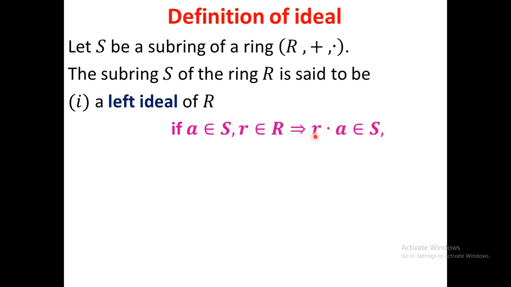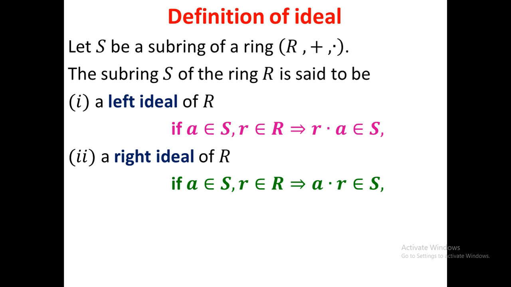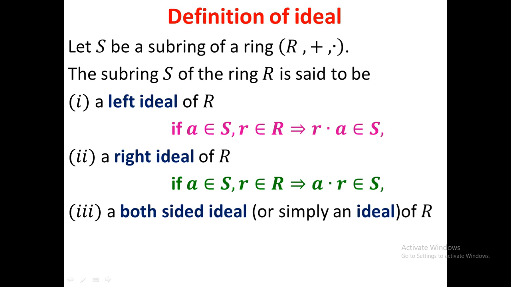Please see that here the element of the ring is on the left-hand side, that's why we call it a left ideal. When it is on the right side, then it will be called a right ideal. S is a right ideal of R if for any two elements, one from the subring and another from the ring, A dot R is in S. Here please see that R is on the right side. If both of the conditions are satisfied, then the ideal is called a both-sided ideal, or simply an ideal.